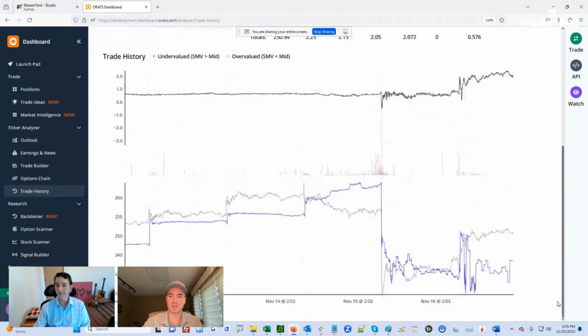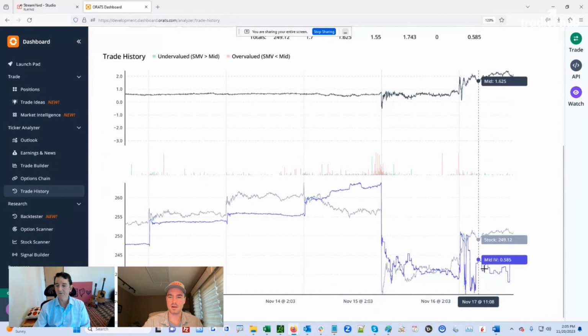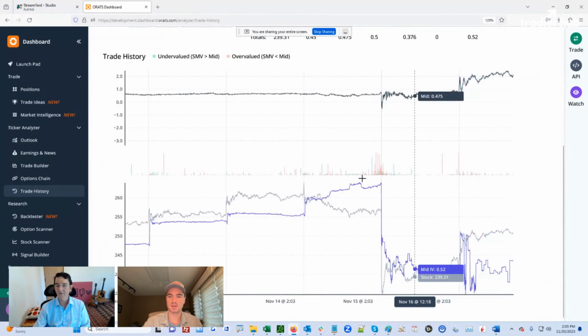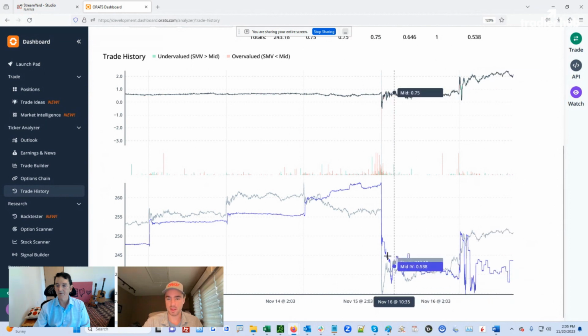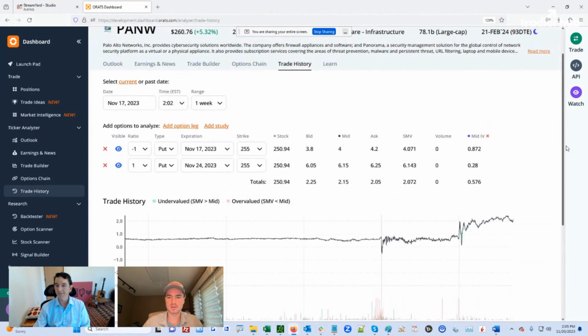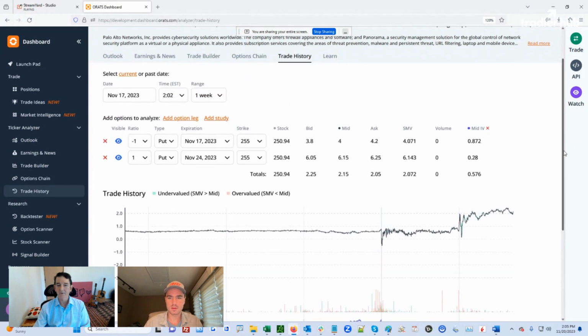So this is a really neat way to look at how different factors may have affected your trade. Like different Greeks, you can see at the bottom there, we have the mid implied volatility of the trade, and you can see it dropped really heavily there. Yeah, right there. And that might have contributed to that trade price. Right.